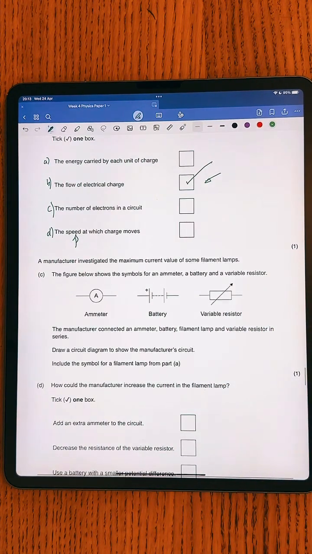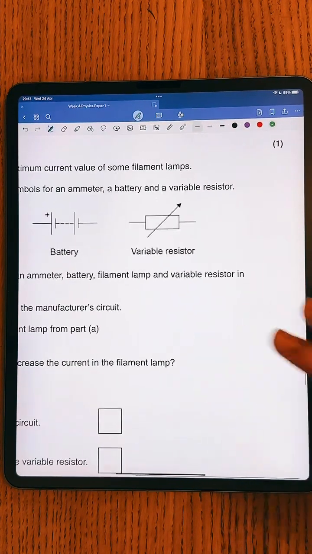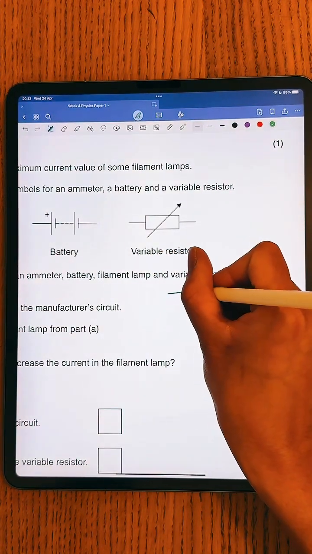Okay, next question is asking us to draw a circuit. We've got an ammeter, a battery, and a variable resistor. A manufacturer connected an ammeter, battery, filament lamp, and a variable resistor in series. Draw a circuit diagram to show the circuit. They haven't given me much room here. Let me draw it in this little space here. So, what do we need? We need a battery, all in series.